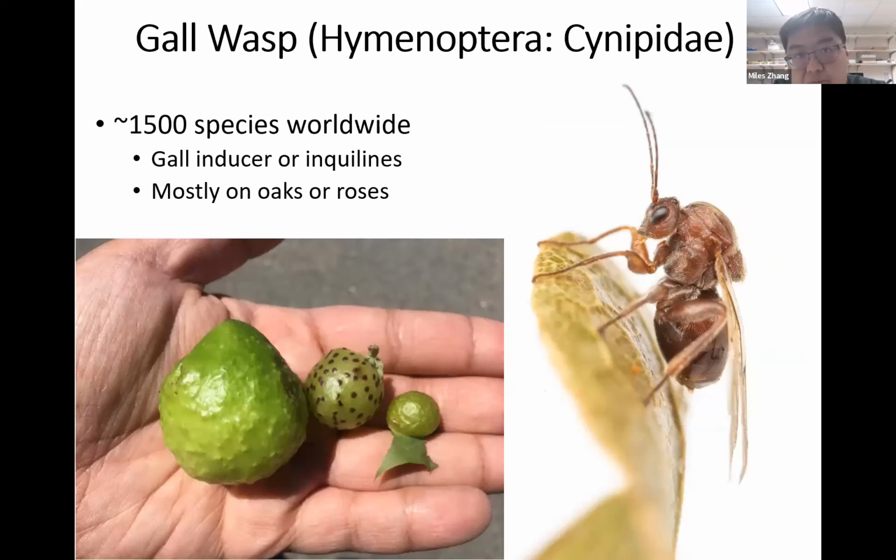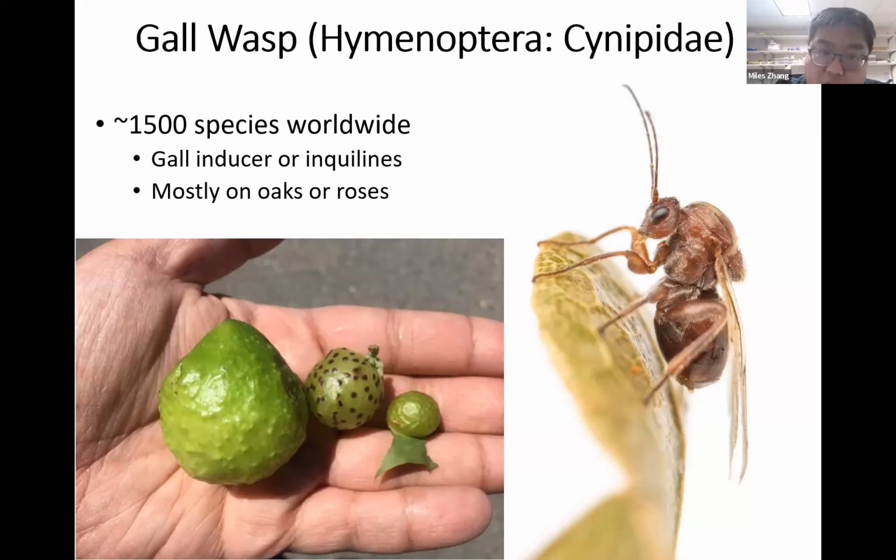So gall wasps are in the family Cynipidae within Hymenoptera. They are the second largest group of gall-inducing insects, the largest being the Cecidomyiids, the gall midges. So there are about 1,500 species worldwide, and that's what a gall wasp looks like. And here are some galls in my hands that I collected this summer for comparison.